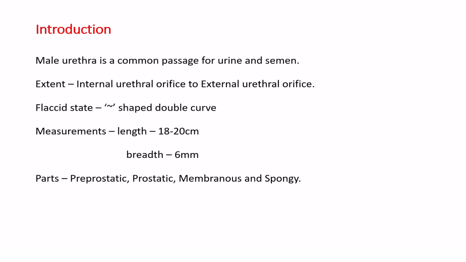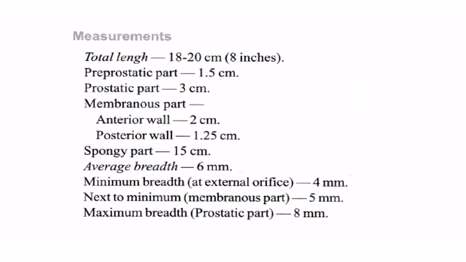So, in the flaccid state of penis, the urethra describes an S-shaped double curve and is subdivided into four parts, namely the pre-prostatic part, the prostatic part, membranous part, and spongy part. So average length is around 18 to 20 centimeters and an average breadth is 6 millimeters. So if we see, the total length will be 18 to 20 centimeters, that is approximately 8 inches.